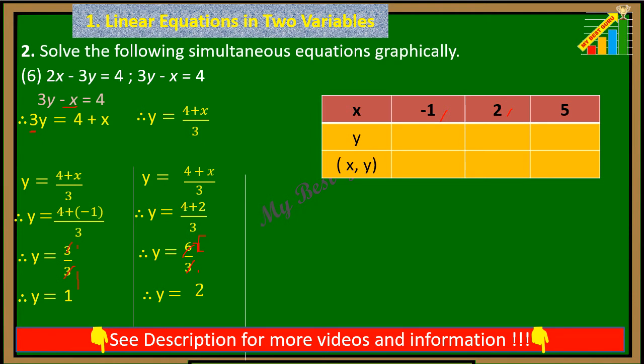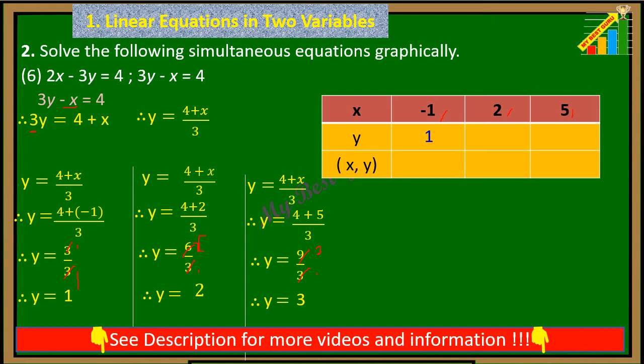Now at last we will put the value of x as 5, so that we will get the coordinate number third. So we have the value of y as (4 plus x) divided by 3. So we will put x as 5. So we will get (4 plus 5) divided by 3. Now y is equal to 4 plus 5 is 9, 9 divided by 3. Now divide this. 3 ones are 3 and 3 threes are 9. So you will get the value of y is equal to 3.